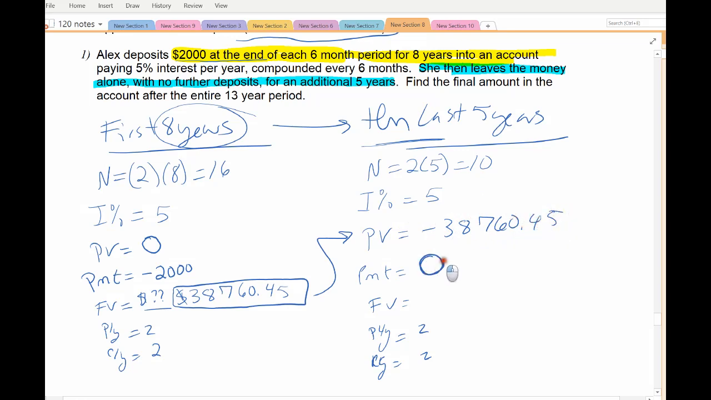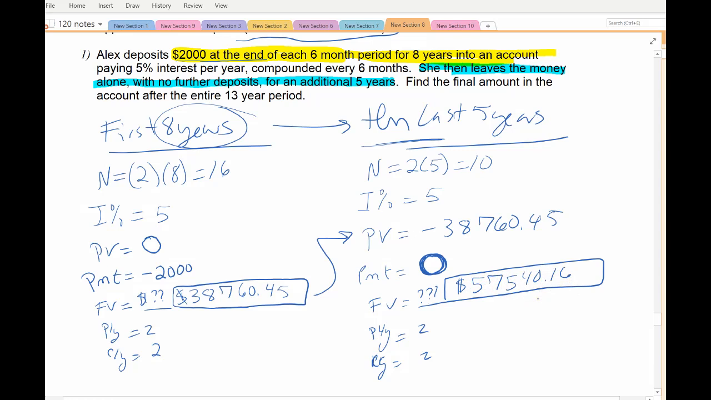Payments now are 0, right? She's no longer making any payments. That's 0, and we're still searching for the future value. And this is actually the final answer. That's the complete future value. That's the accumulated part plus the last part, which is just earning interest, right? And so over the 5 years, it's going to sit there, earn 5% interest, and it accumulates to a grand total of $5,754.16.